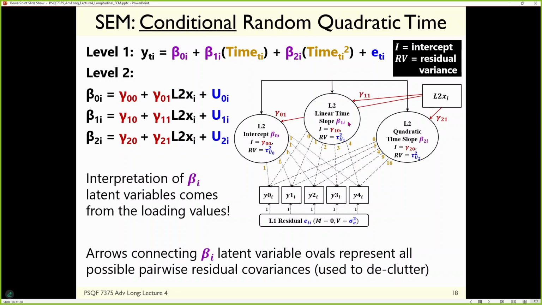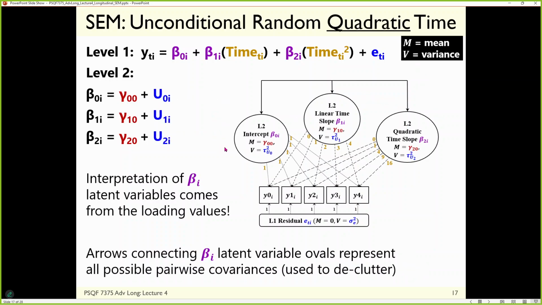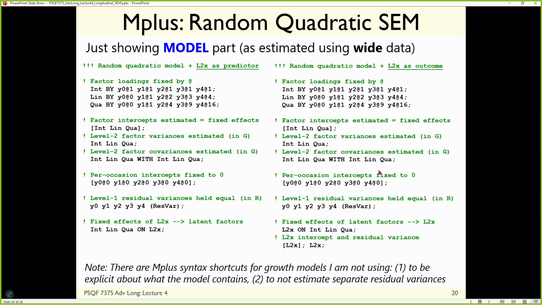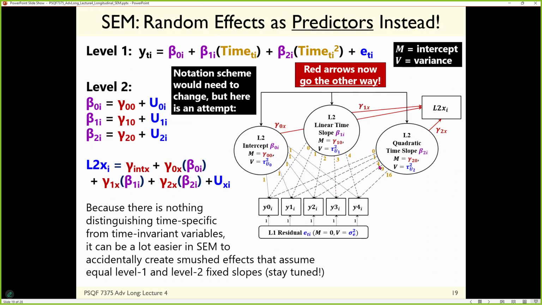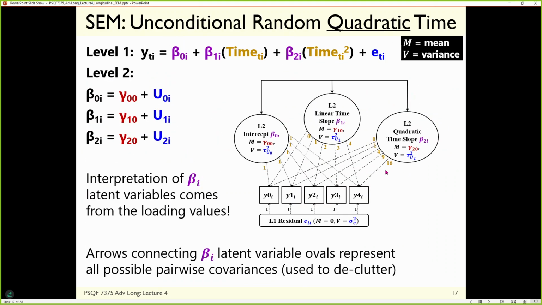What about, do I have a piecewise one? I think I do. I don't have a picture. Nope, I don't have a piecewise one. What if I wanted a piecewise model instead? Could I do that?